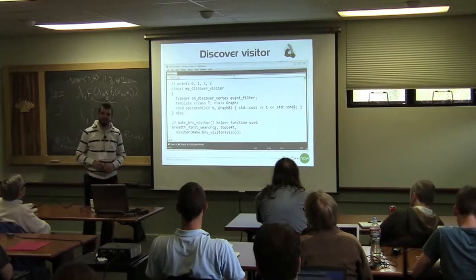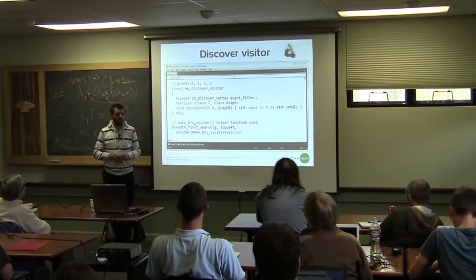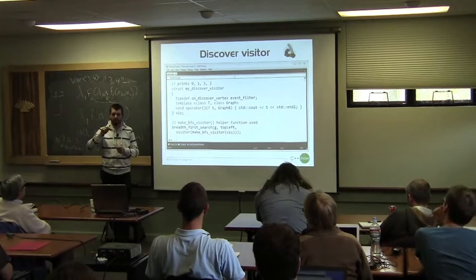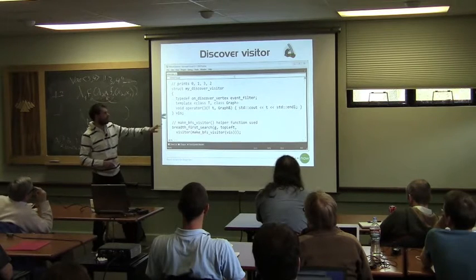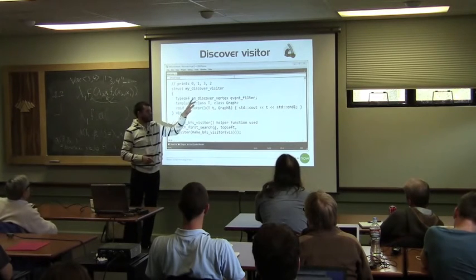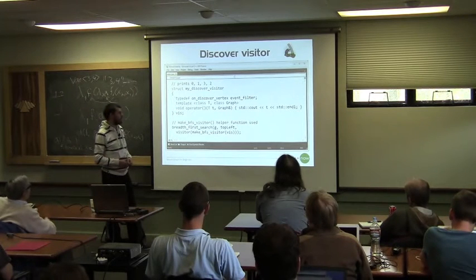That is correct. The question was, what does new vertex really mean? And it means that a vertex is found in the graph which hasn't been visited before. So I set event filter to the tag on discover vertex. Now I have configured my visitor somehow.